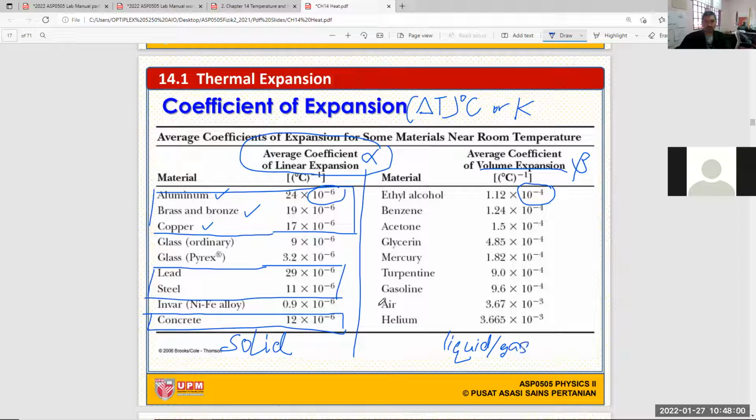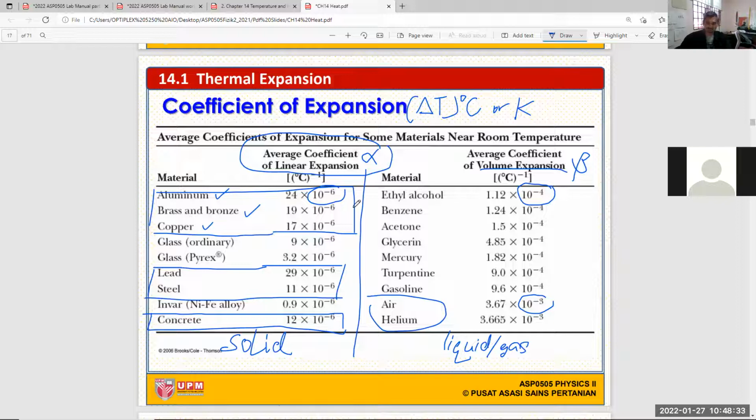There's a gas there. You can see gas is even higher, 10 power minus 3. It means that gas can expand more than liquid, as compared to solid. So this shows that volume expansion applies much more to liquid and gas as compared to solid. This is the thing that you need to highlight.